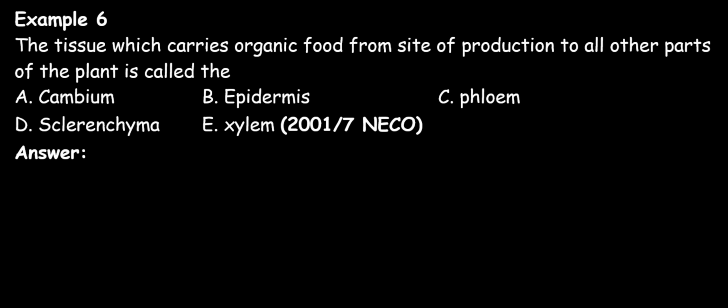So our next question, it says the tissue which carries organic food from the site of production to all other parts of the plant is called the A. Cambium, B. Epidermis, C. Phloem, D. Sclerenchyma, E. Xylem. The answer to this question is C. The phloem. This is because the phloem helps to transport manufactured food from the leaves to other parts of the plant.